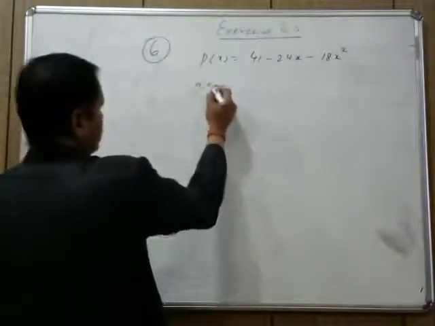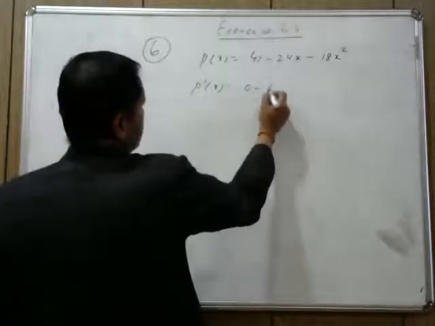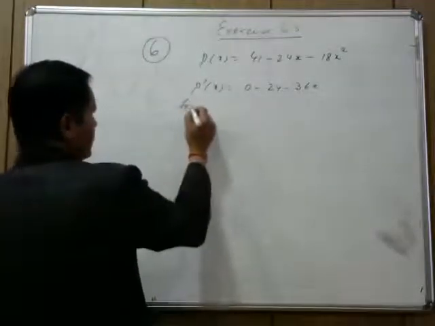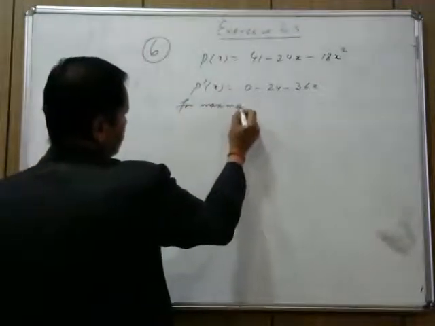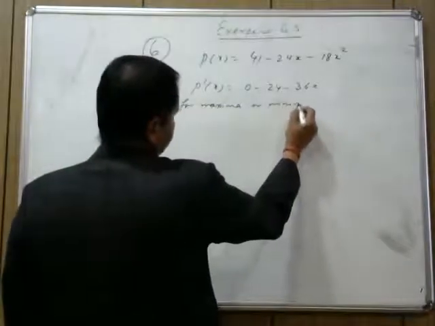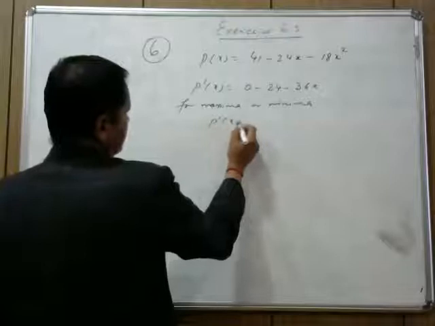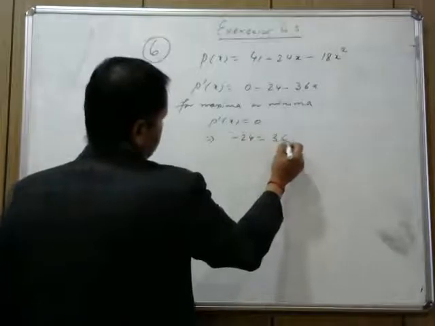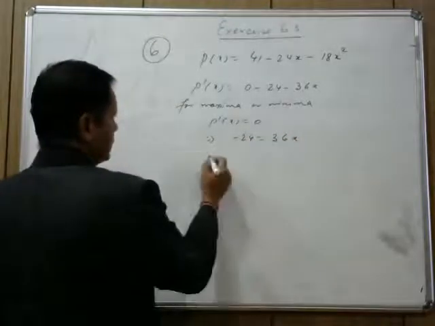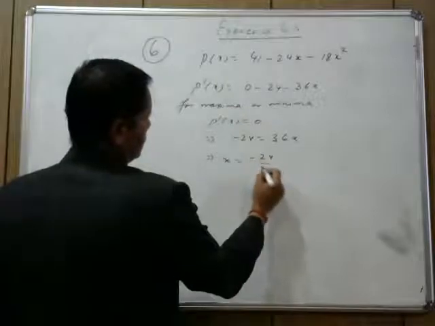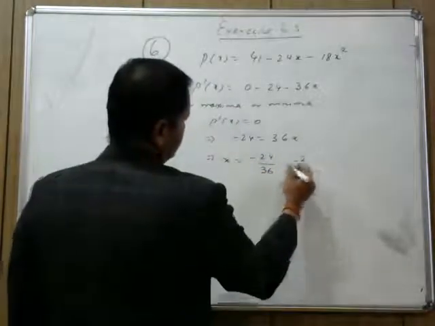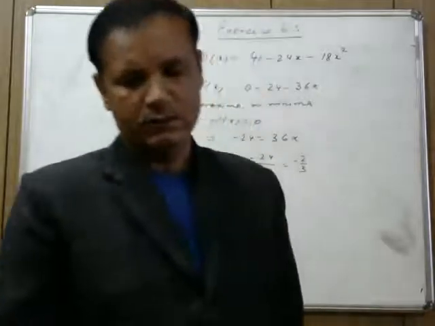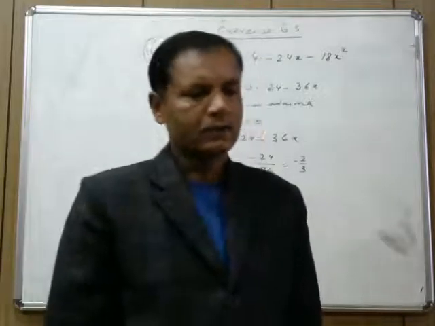For that, we will find out p dash of x. P dash of x is equal to 0 minus 24 minus 36x. For maxima or minima, or to find out the critical point, we will have p dash of x equal to 0. It implies that minus 24 is equal to 36x. It implies that x is equal to minus 24 by 36, that is minus 2 by 3. The x is equal to minus 2 by 3 is the value where it will have maximum or minimum.